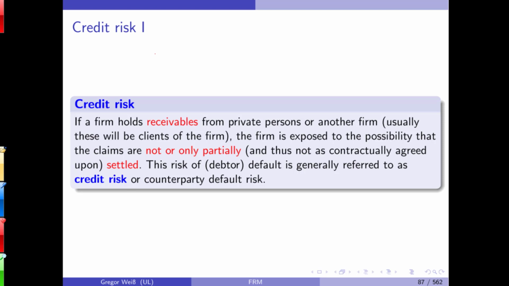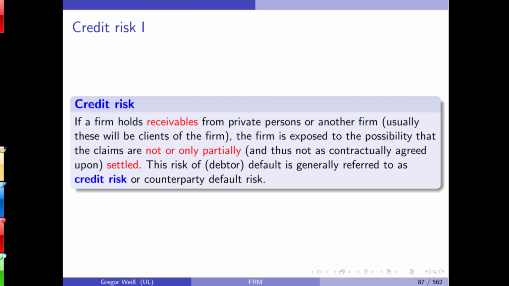If a firm holds receivables from private persons, retail customers, other firms, banks, etc., and there might be a chance that you're not able to recover your receivables, your company is exposed to credit risk. This is one major take from this. You don't need to be a bank to be exposed to credit risk. If I go to the shoe shop and I take a shoe pair with me and I pay later, the company is already exposed to credit risk.